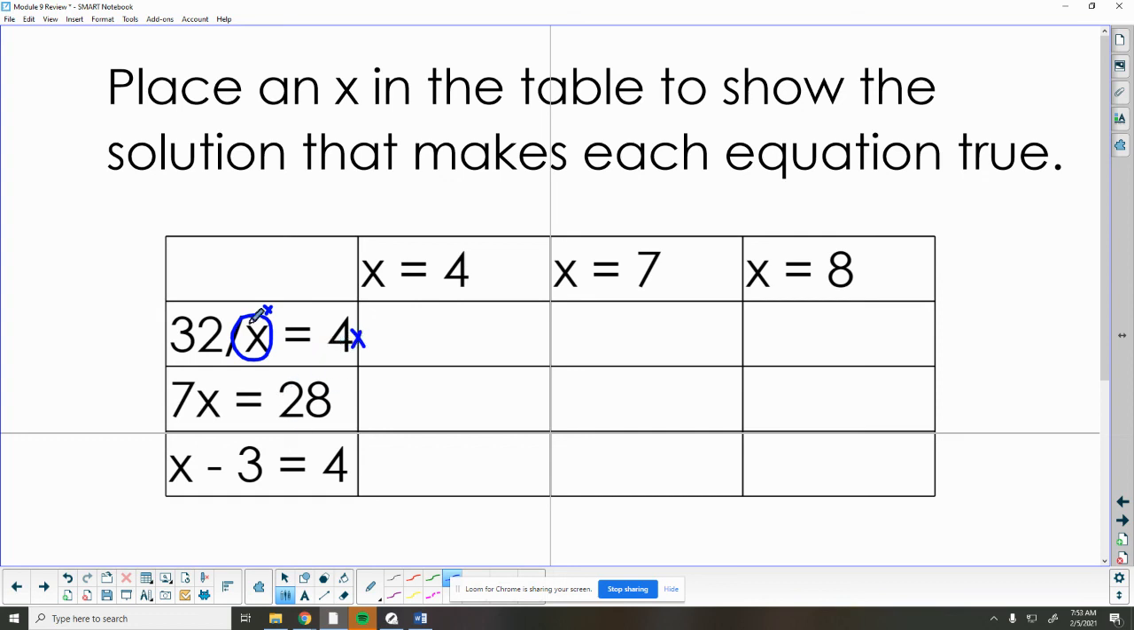Now I want to get X alone. So these cancel it out. So we're going to divide by 4. Divide by 4. 32 divided by 4 is 8. So this one is this.